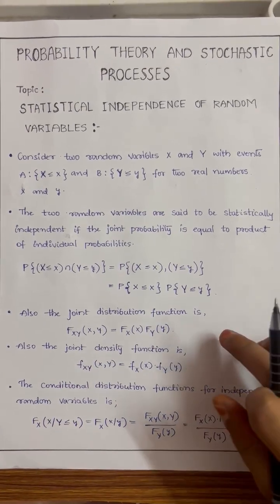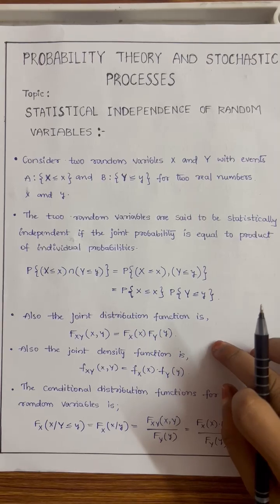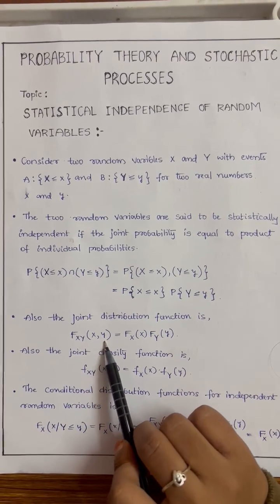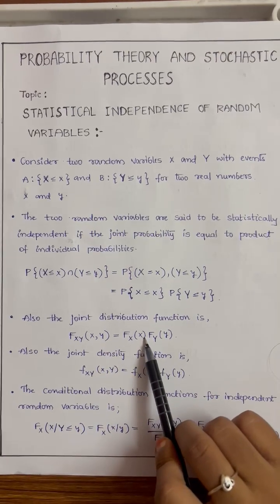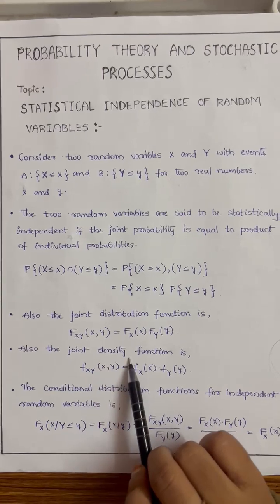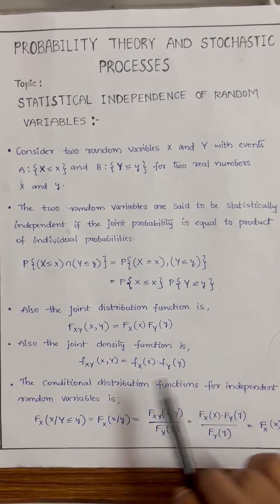Now we know that the joint distribution function is defined as F of x comma y is equal to F of x into F of y, and also the joint density function is defined as this.